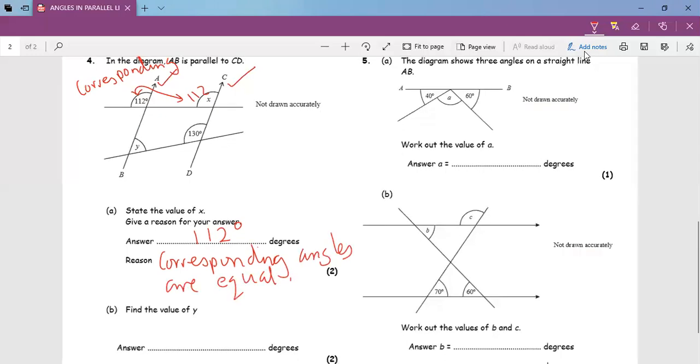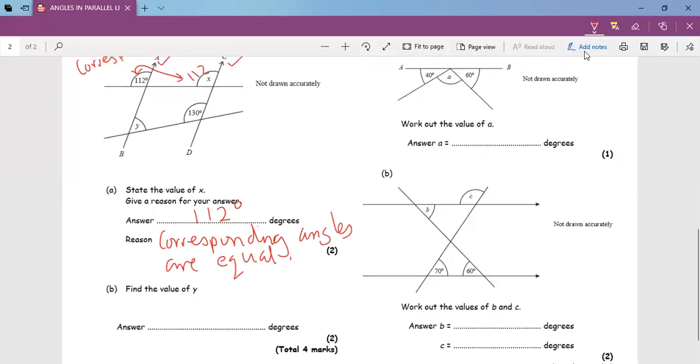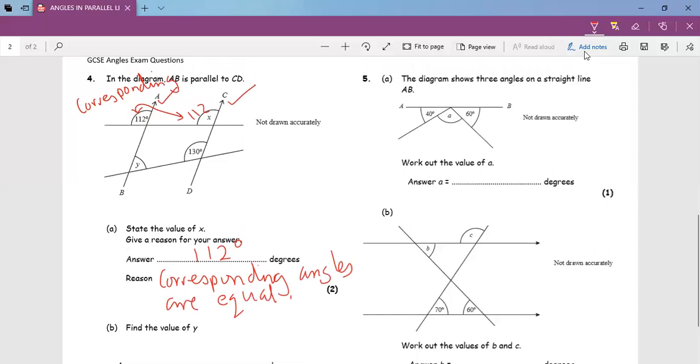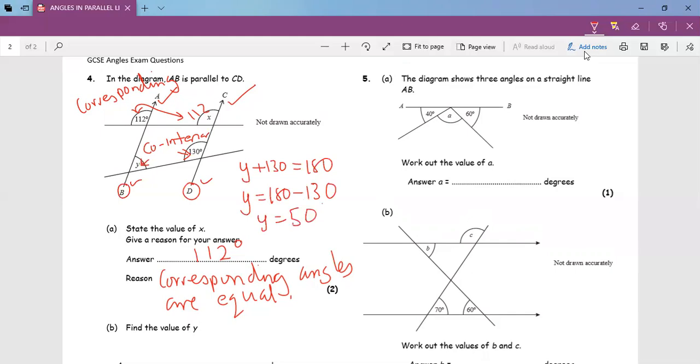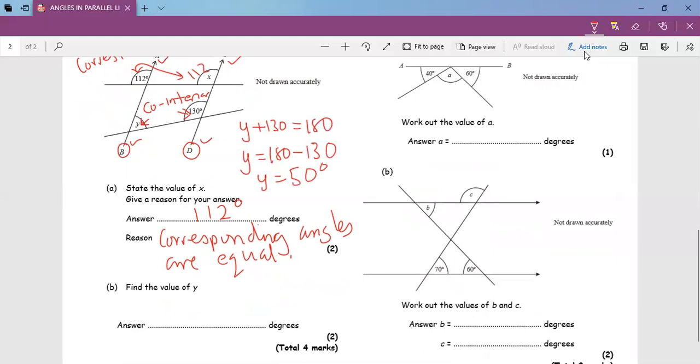Part B, find the value of angle Y. So since this line and this line are parallel, this Y here and this 130 are basically co-interior. So we know if angles are co-interior, that means when you add them, you will get 180 degrees. So Y will be equal to 180 minus 130. And finally, the value of angle Y will be 50 degrees.